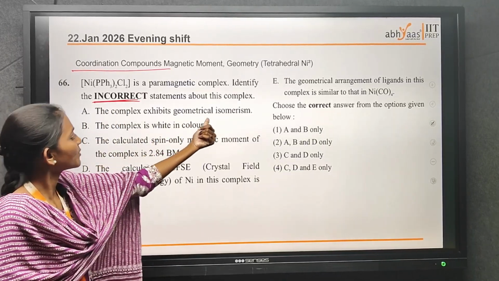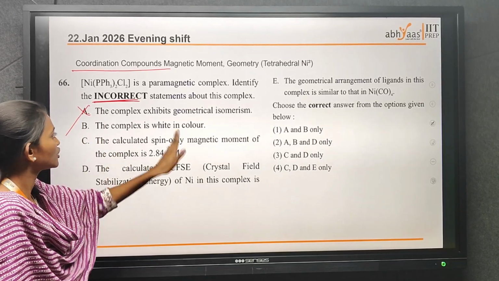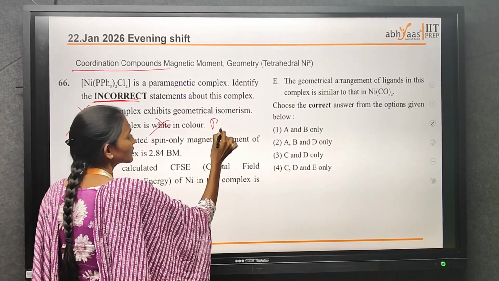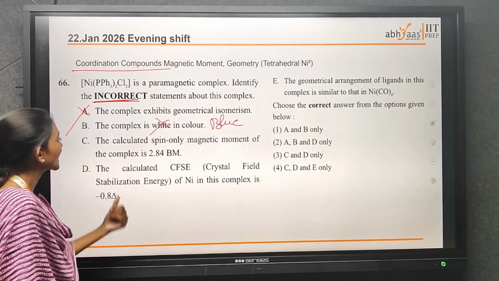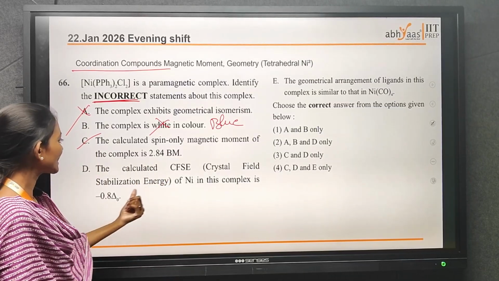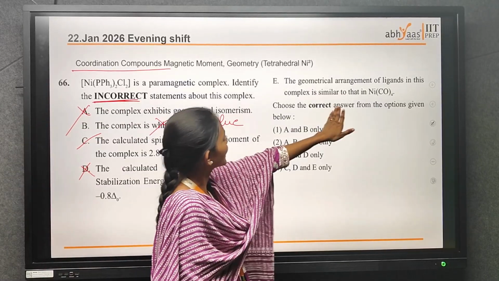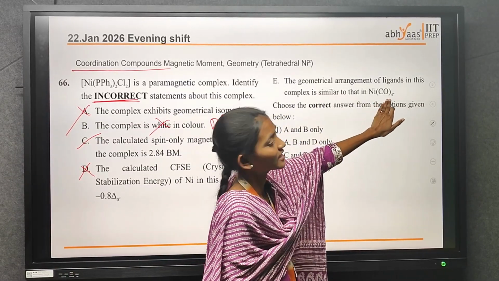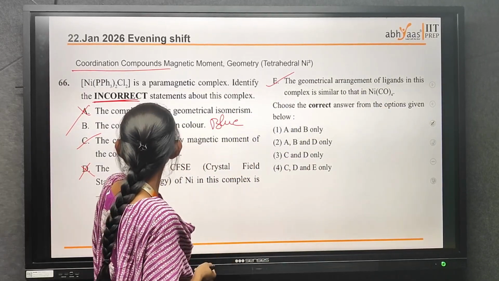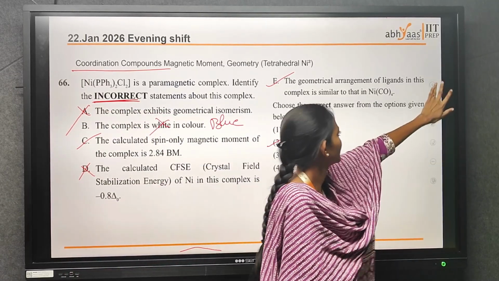The complex exhibits geometrical isomerism. It never exhibits geometrical isomerism. The complex is white in color. Not at all, it will be blue in color. And the calculated spin-only magnetic moment of the complex is 2.84. The geometrical arrangement of ligands in the complex is similar to NiCl4, which is tetrahedral. It is also going to exhibit tetrahedral only. Hence, they are asking for incorrect statements, meaning A, B, D. So, the answer will be the second option.